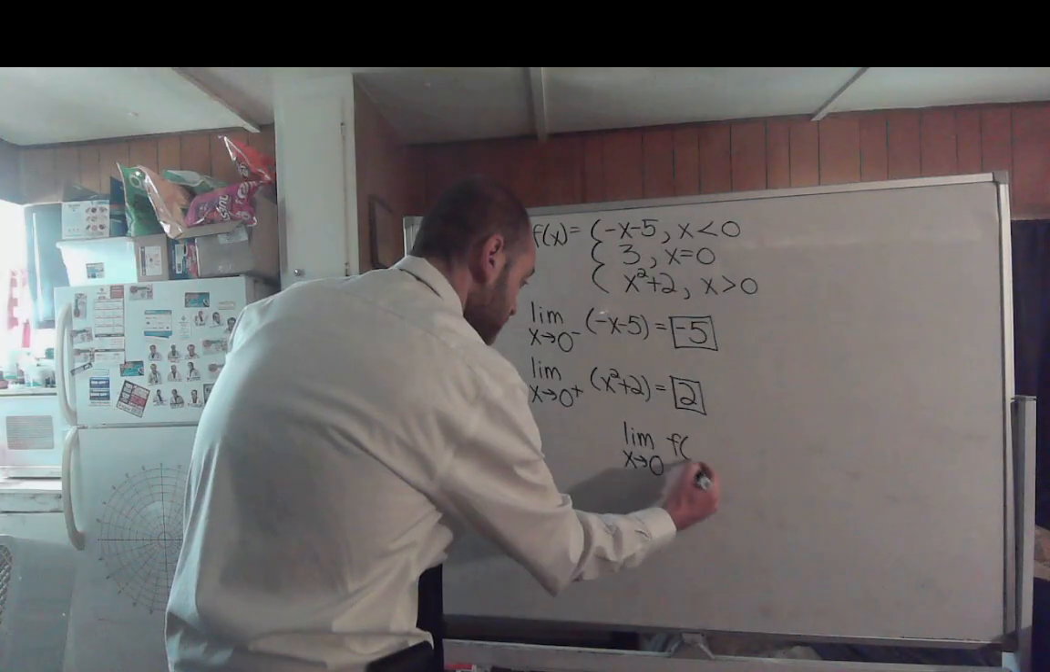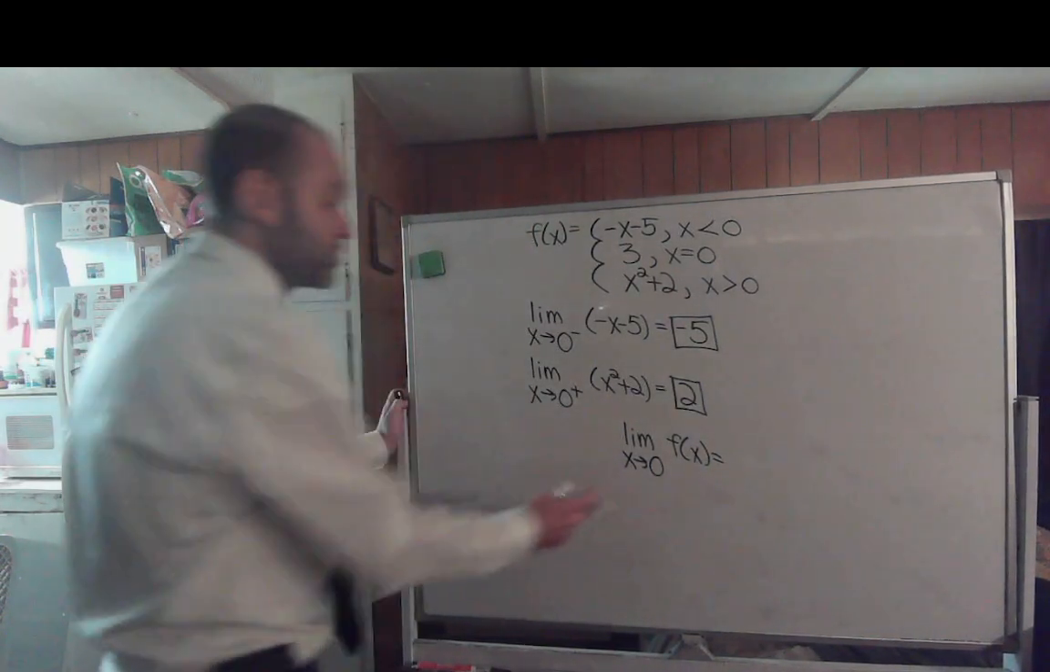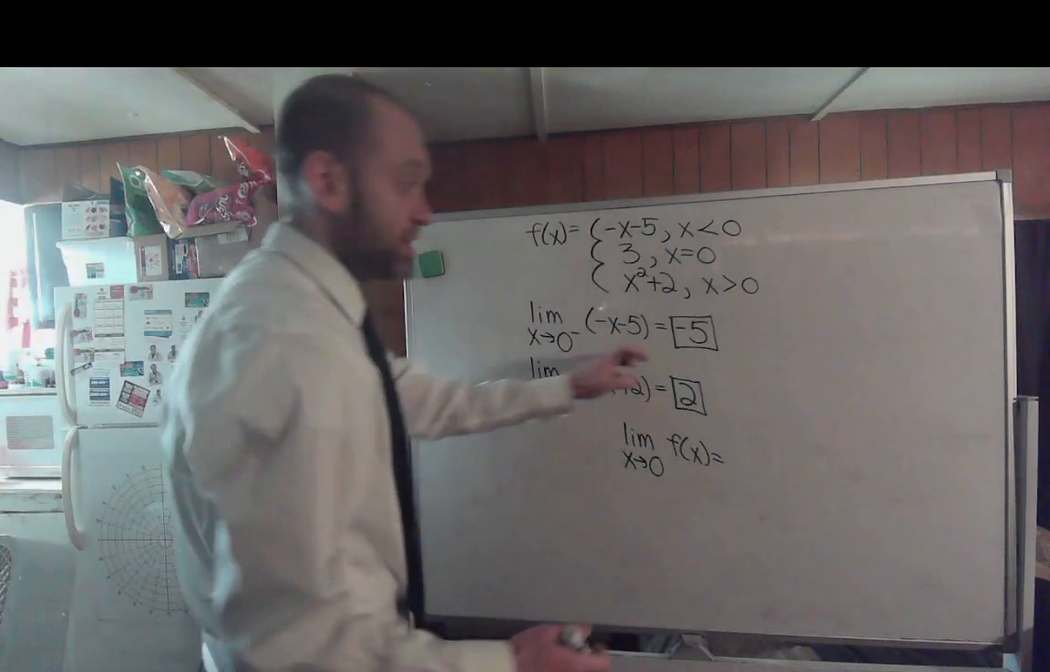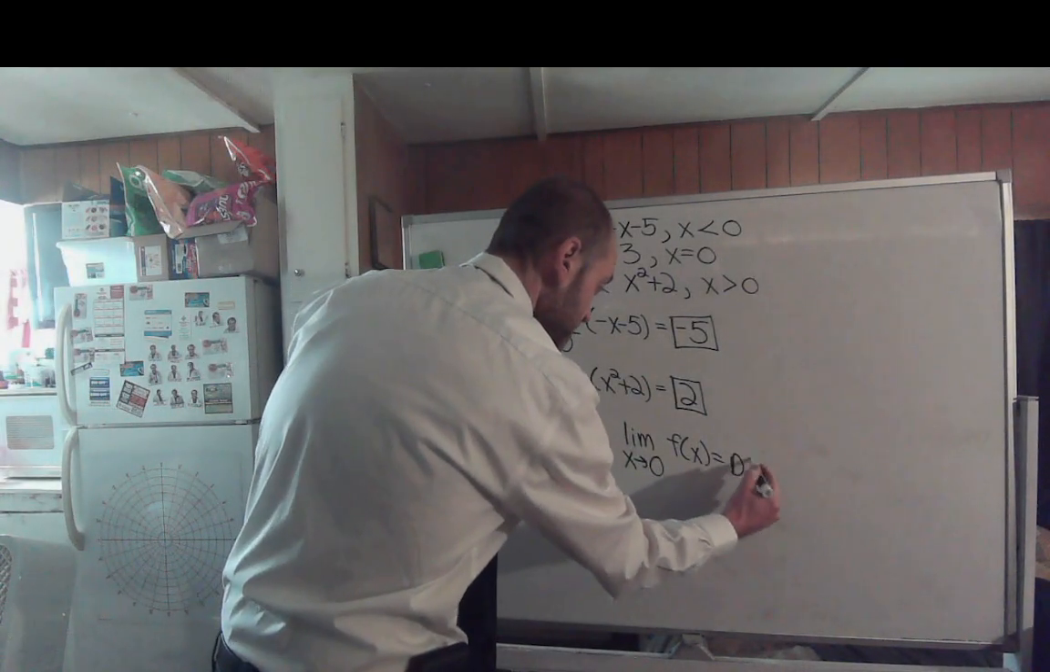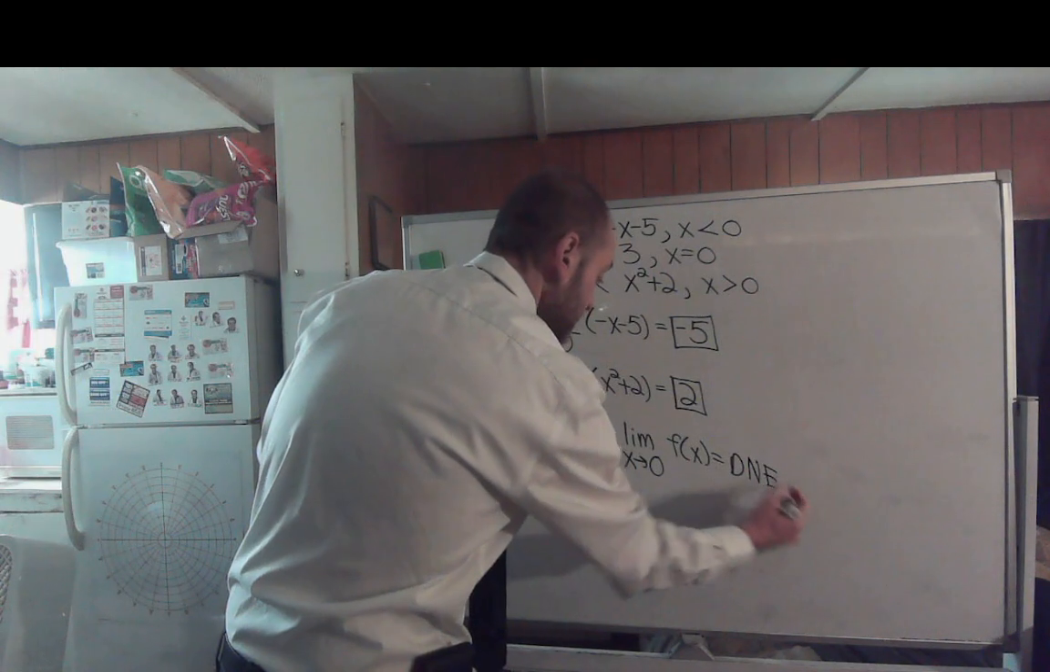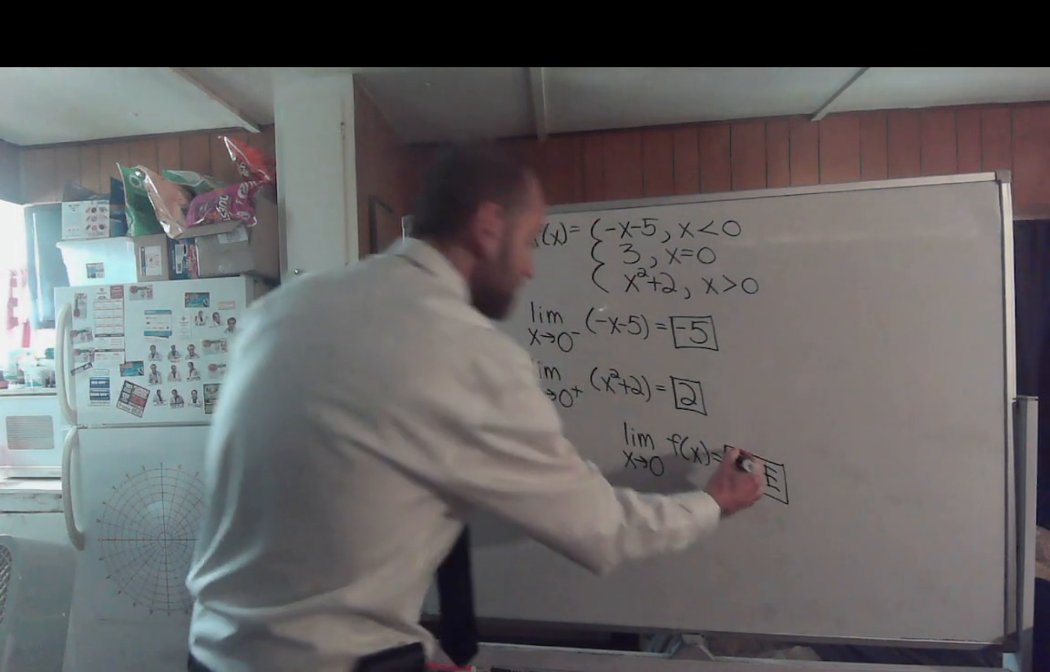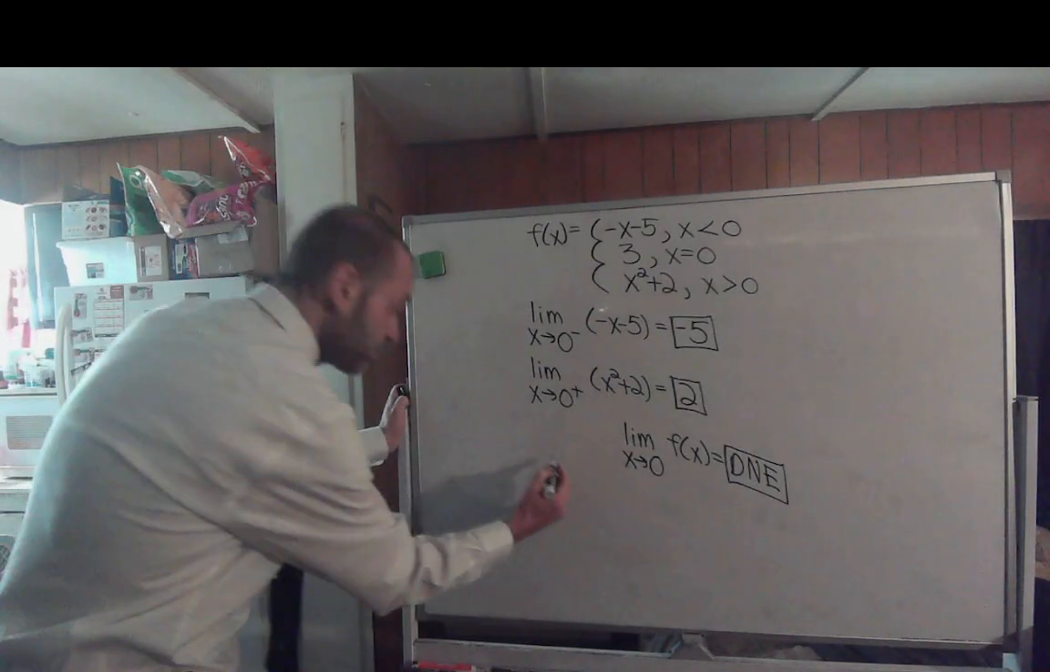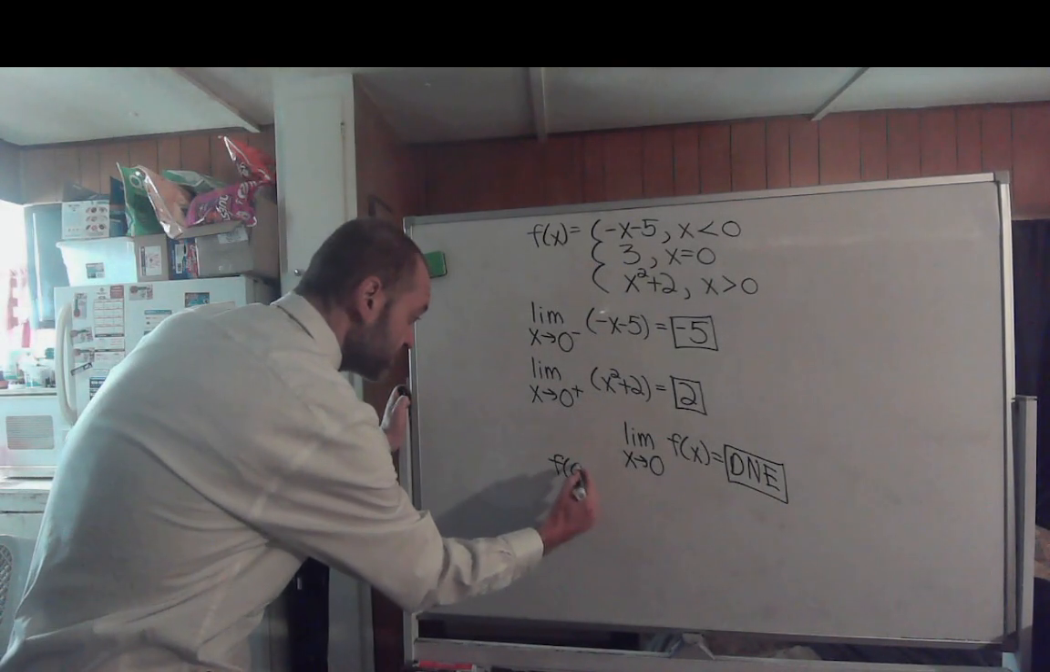So now we need to address the general limit as x approaches 0 of this function. So the general limit as x approaches 0 of this function does not exist because the left-handed limit does not equal the right-handed limit.